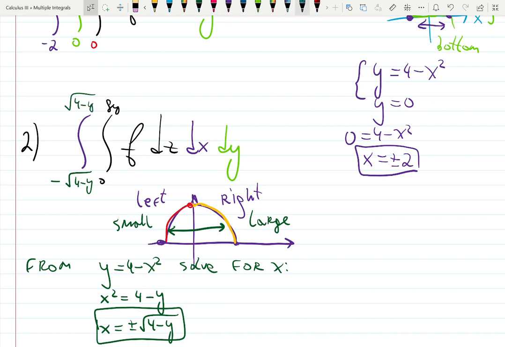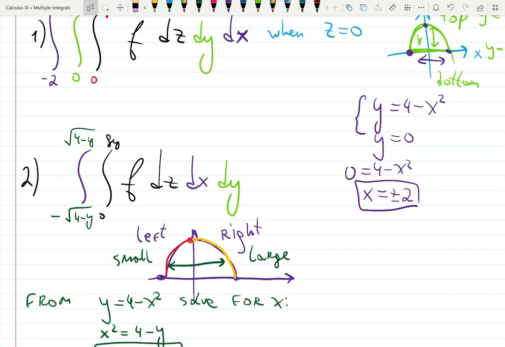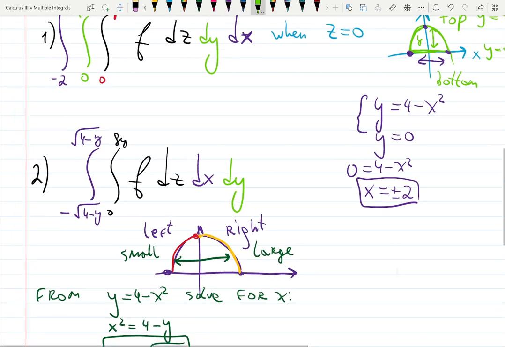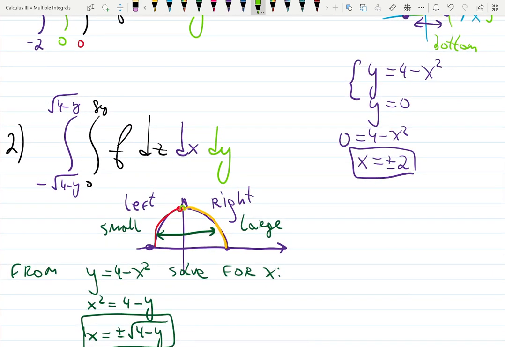Now that was dx, right? It's supposed to be in purple. Let me change this to be purple. And this one is also 4 minus y. Now, in green, dy is left to do, and dy is now from a number to a number. The bottom one is obviously 0. But what is the top one?